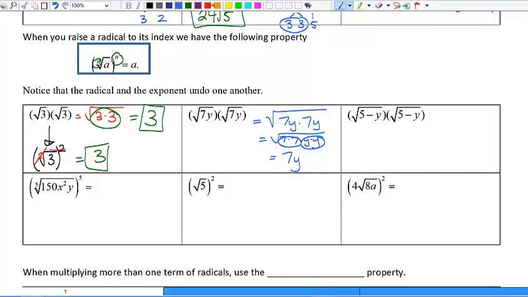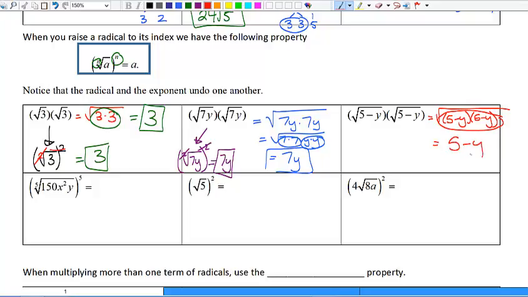Now there's a short way of doing that. We could have just written this as root 7y squared, and the square root index and the square undo each other, and you're still left with 7y. Either way you want to do it is fine by me. On our next problem, we have the square root of 5 minus y times the square root of 5 minus y. Now even though 5 minus y is a binomial, the entire term 5 minus y in the parentheses has a group of 2, and my final answer is 5 minus y.